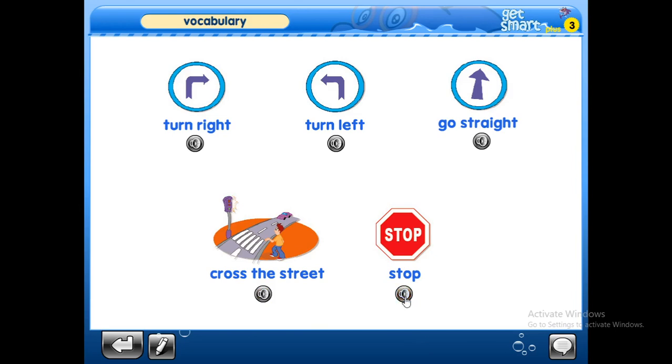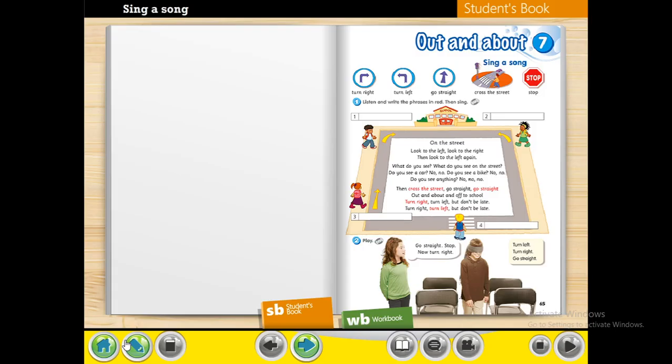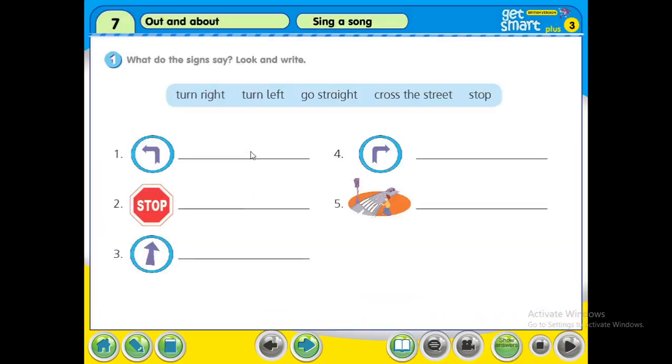Okay, now we come back to our question in the workbook. So, number one, you look at this sign here. What is it? Is it turn right? Turn left? Go straight? Cross the street? Or stop?